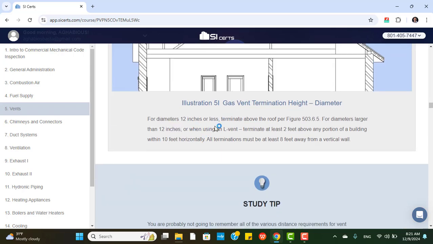For diameter 12 inches or less, terminate above the roof per figure 503.6.5. For diameter larger than 12 inches or when using an L vent, terminate at least 2 feet above any portion of the building within 10 feet horizontally. All terminations must be at least 8 feet away from a vertical wall.